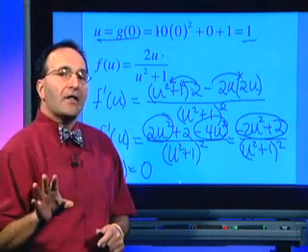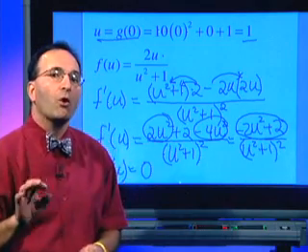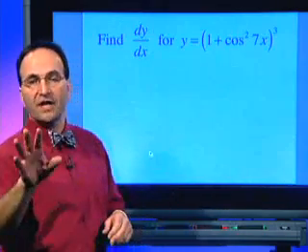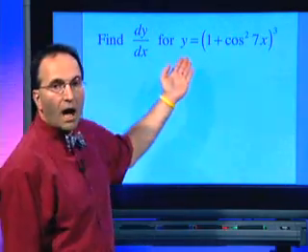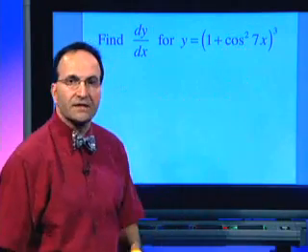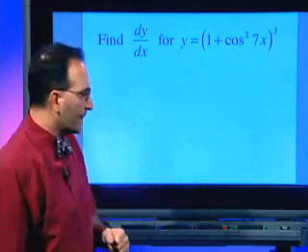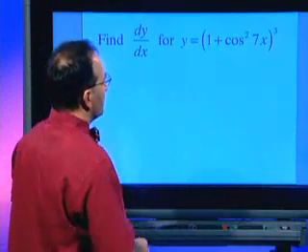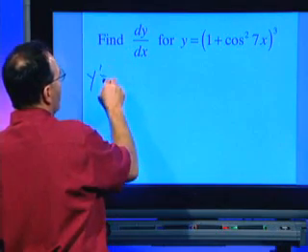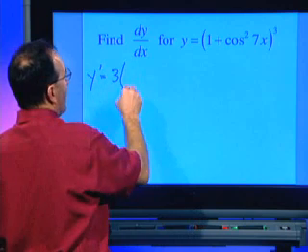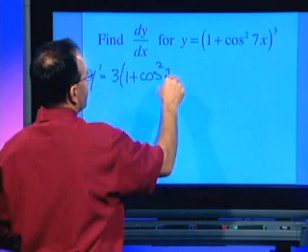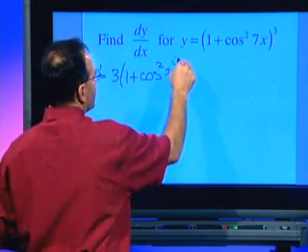Let's try another example with more links in the chain. Let's take a look and apply the chain rule to the function y equals 1 plus cosine squared 7x all cubed. So the first thing you'll notice is we've got to take care of the power. So y prime is going to be 3 times 1 plus cosine squared 7x raised to the 2.